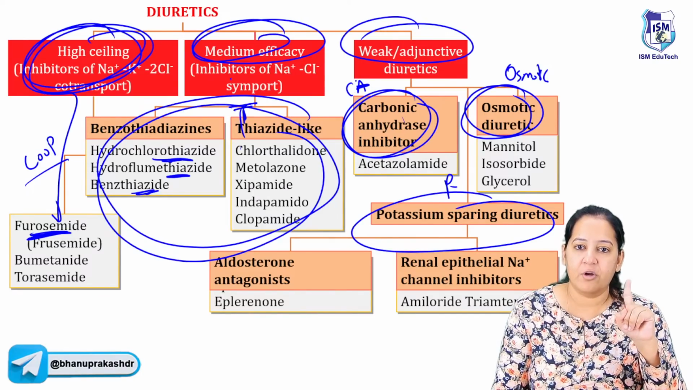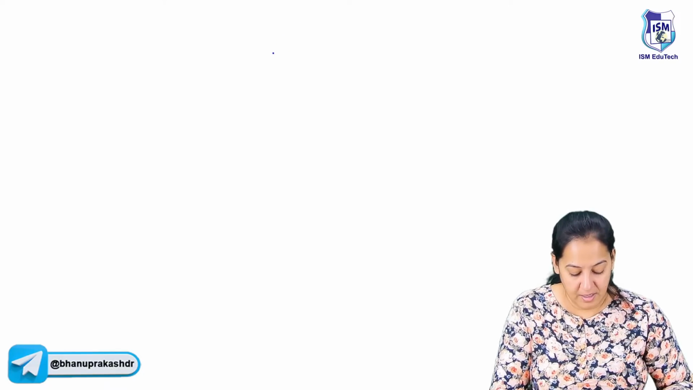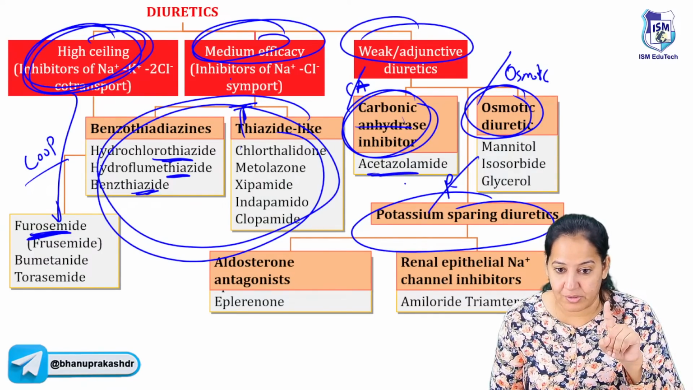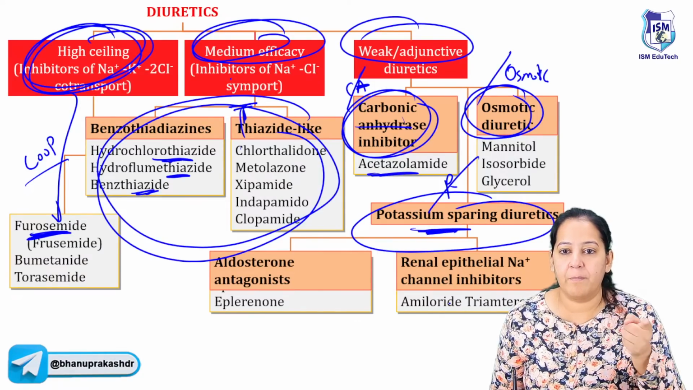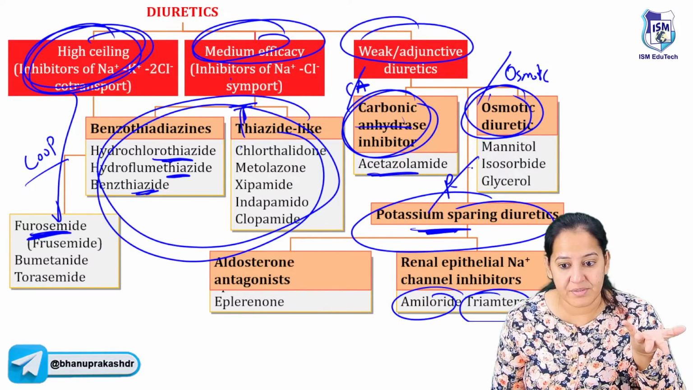Potassium sparing. I will call them C, P and O. C, see the classification. For carbonic anhydrase inhibitors, the prototype drug is acetazolamide. You see the drugs' names also. Potassium sparing, the prototype drug is amiloride or triamterene. And in osmotic diuretics, sugars are there like mannitol.